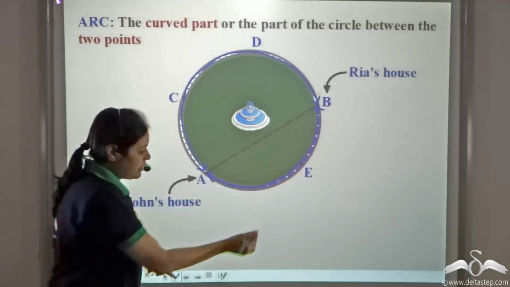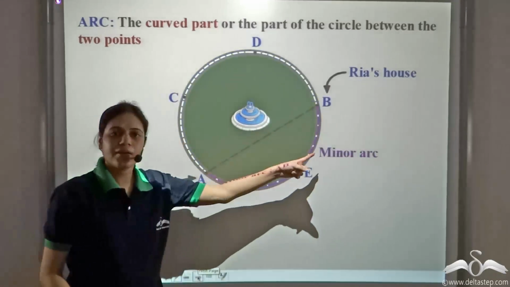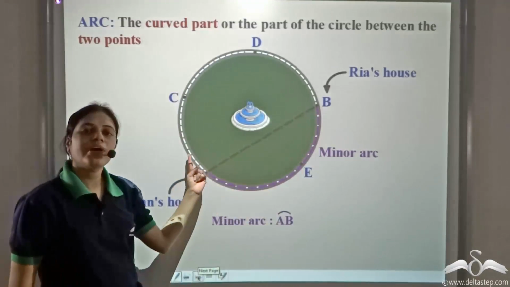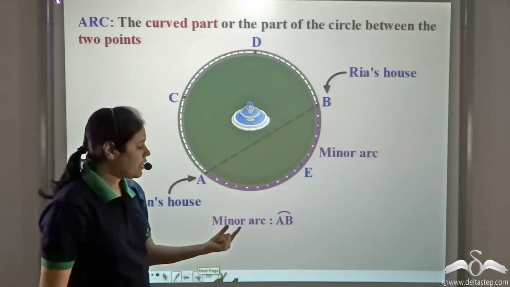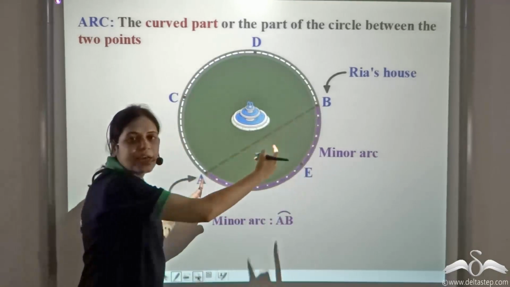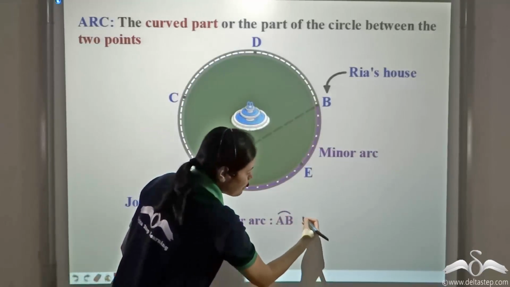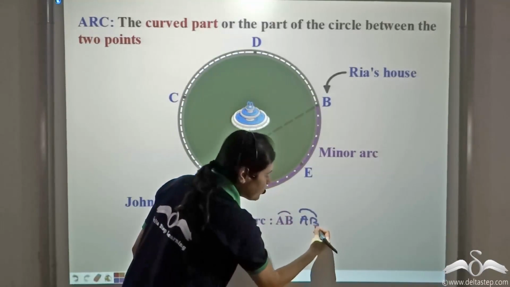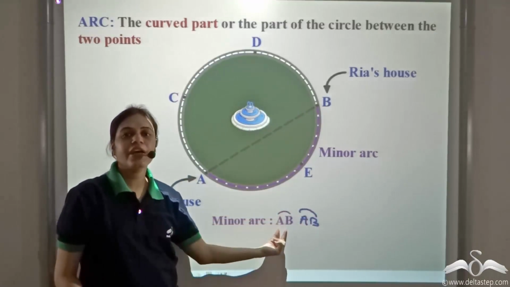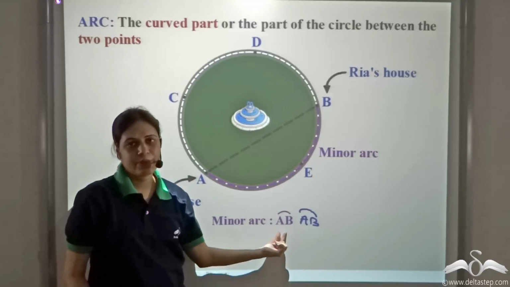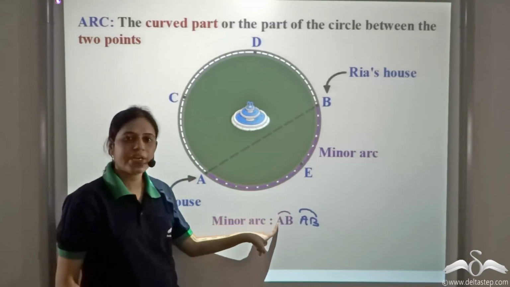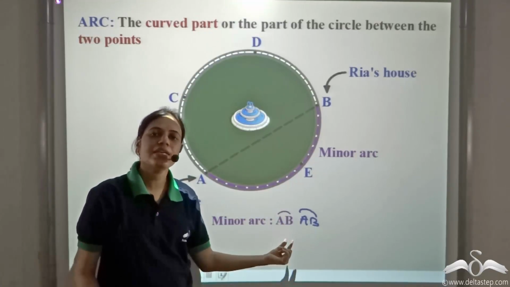The smaller one is called the minor arc because minor stands for small. It is represented by the endpoints and this symbol, AB. So this curved symbol represents that we are talking about arc AB, because an arc is a curved part of the circle.